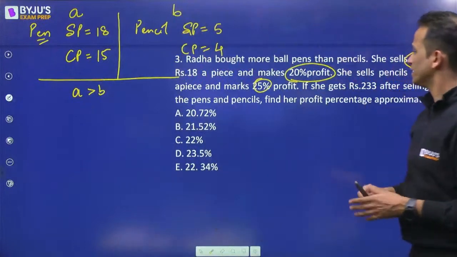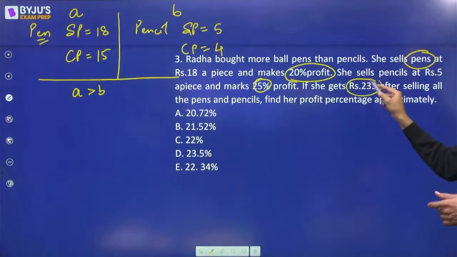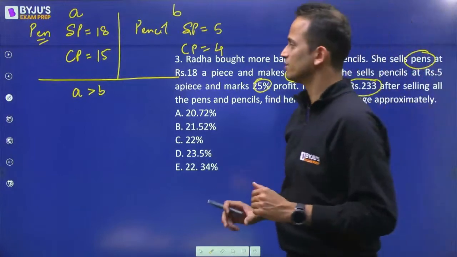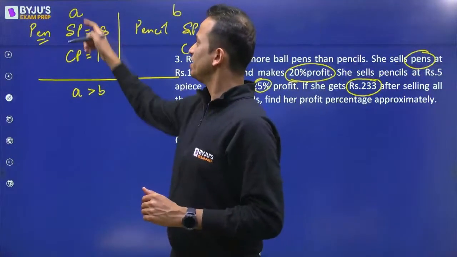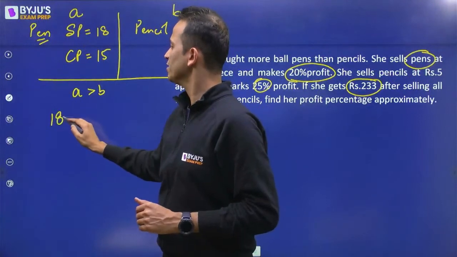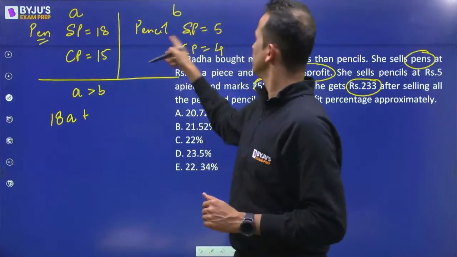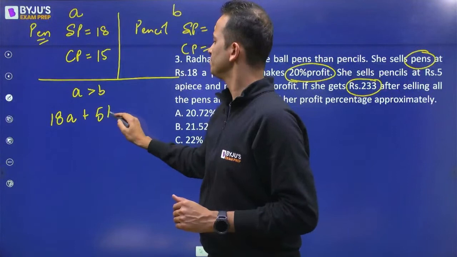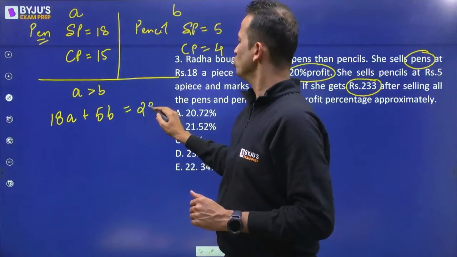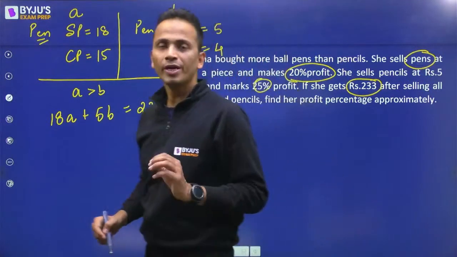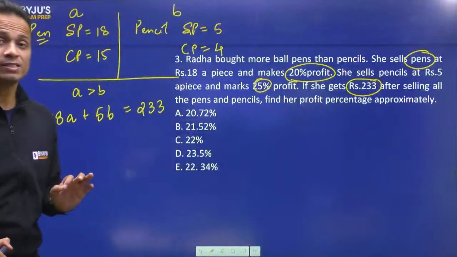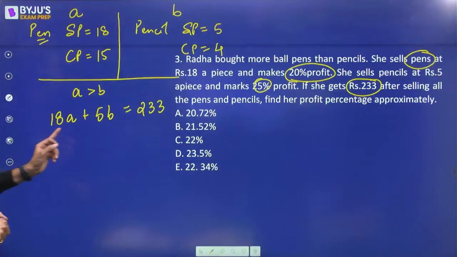Also, they are saying that she has got 233 rupees after selling all the pens and pencils. So selling price of a pen is 18. So 18A plus 5B is equal to 233, where A and B are number of pens and pencils respectively. All right.